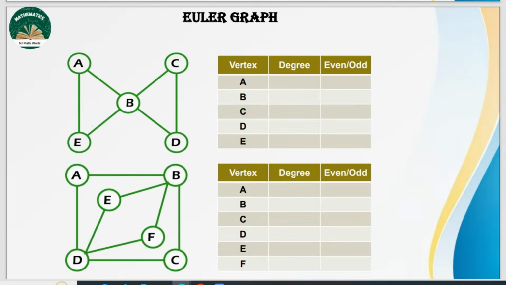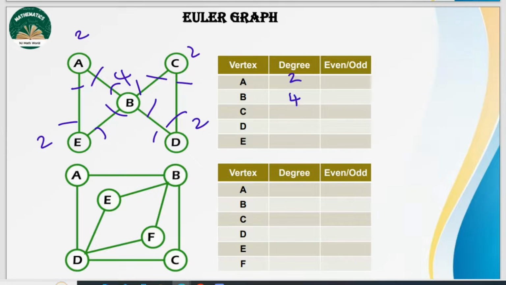So here you can take the other one also. Here we can take A is 2, B is 4, C is 2, D is 2, and E is 2. So it is 2, 4, 2, 2, 2. All are even. Therefore, it is a connected Euler graph.